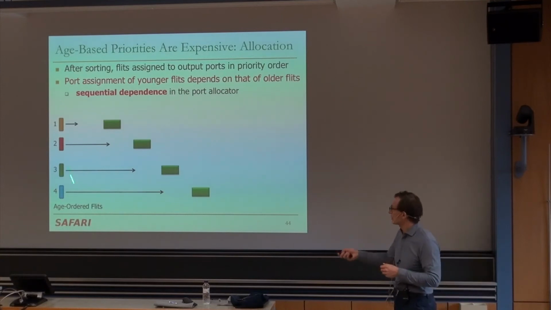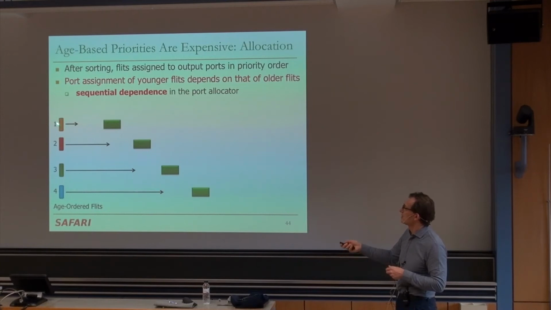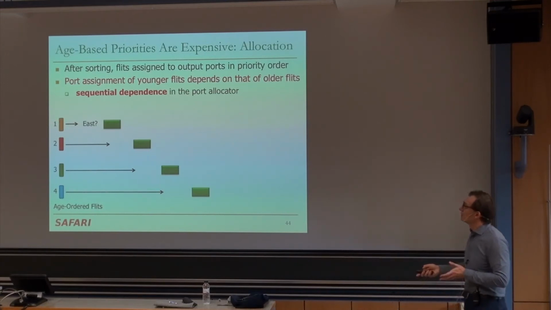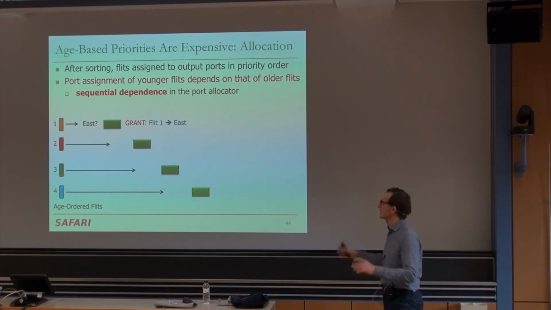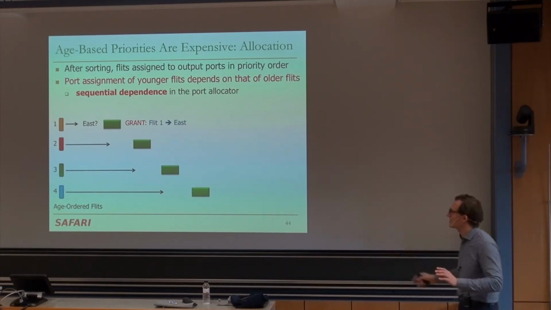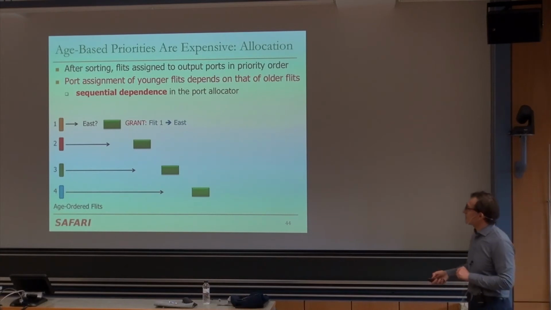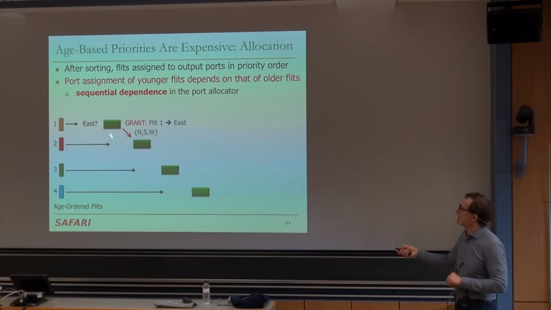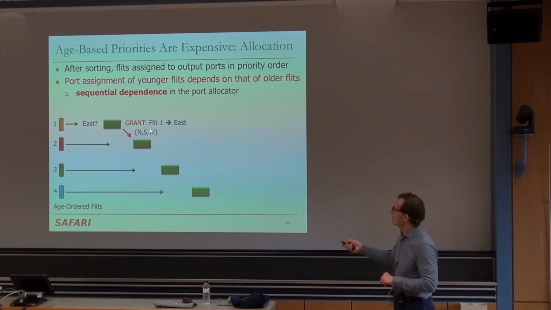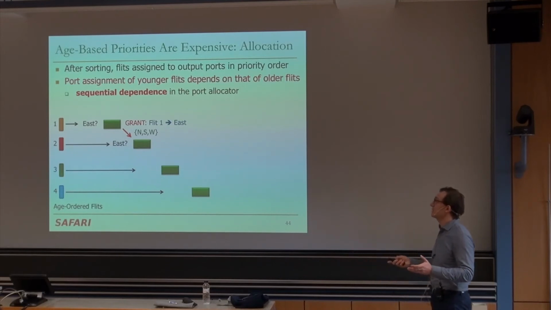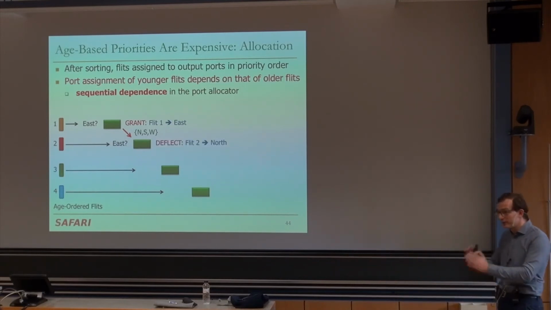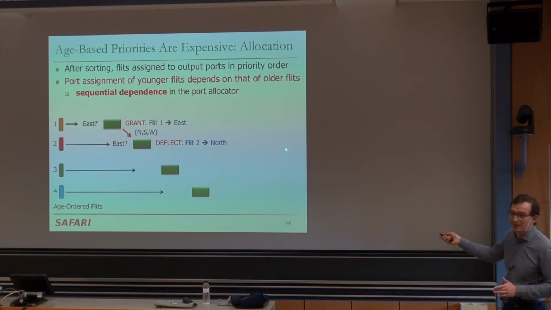So let's assume that you ordered the flits based on age. This is the oldest one, this is the youngest one. The oldest one is requesting east, and it's granted east. This is one way of thinking about it. Of course, there are multiple potential designs that you can do. Now, for the second one, what's available is not east anymore. It's north, south, and west that are available. If the second one is requesting east, it will not be able to get it. And if it's only requesting east, it will be deflected.